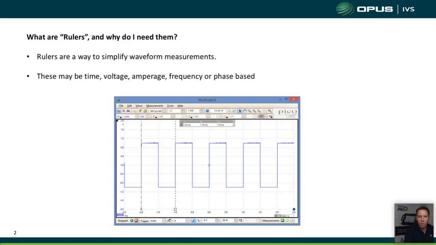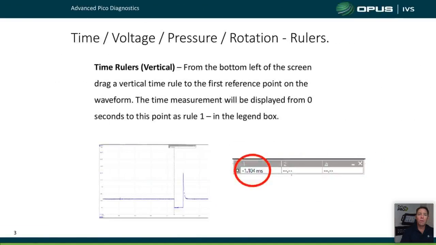So what are rulers and why do I need them? Rulers are a way to simplify waveform measurements. And they could be time, voltage, amperage, frequency, or phase-based rulers. And we're going to have a look at each one of those in turn. Okay, so first one we're going to have a look at are the time rulers. Time rulers we can find on the bottom left of the screen.